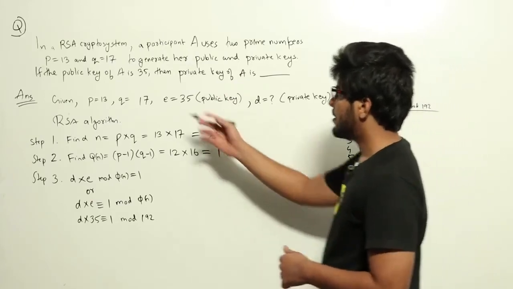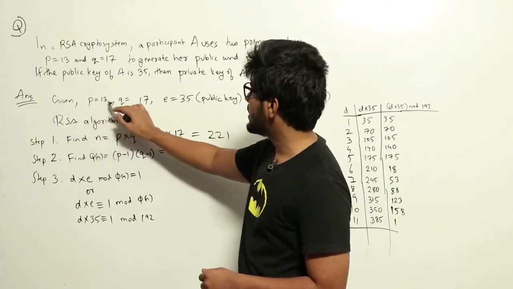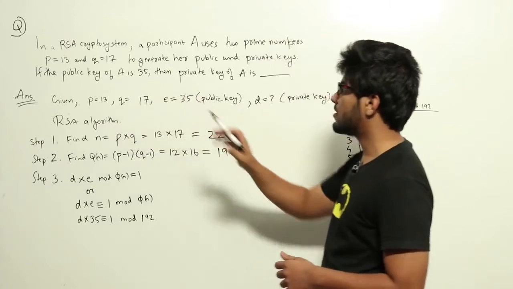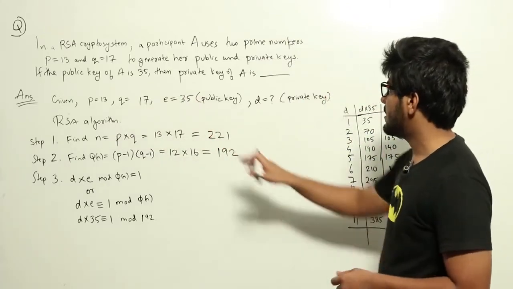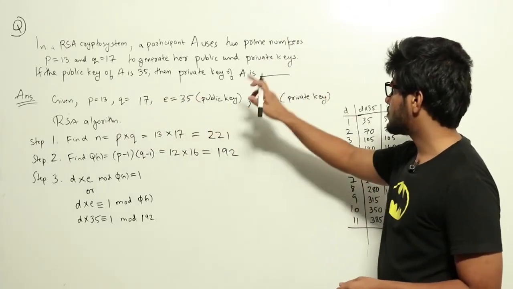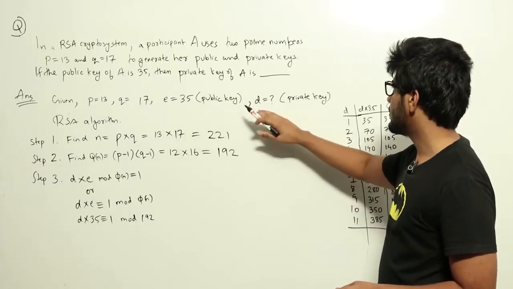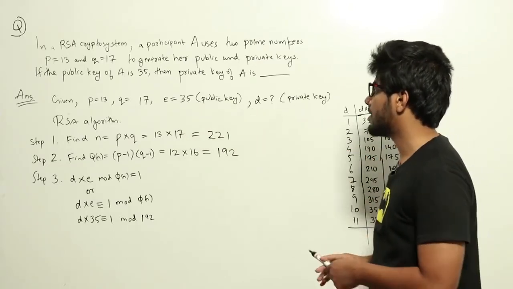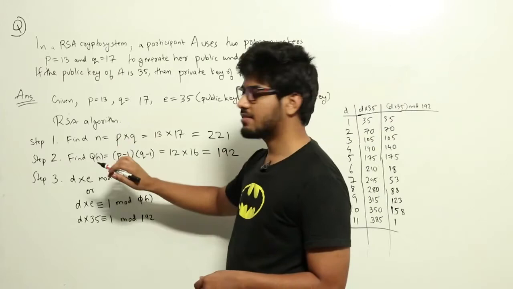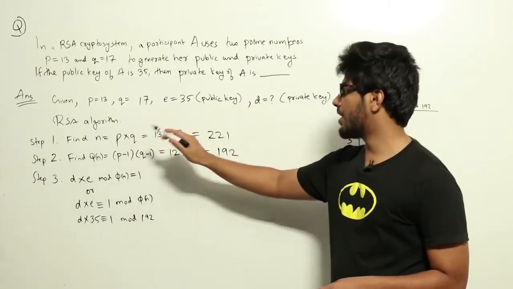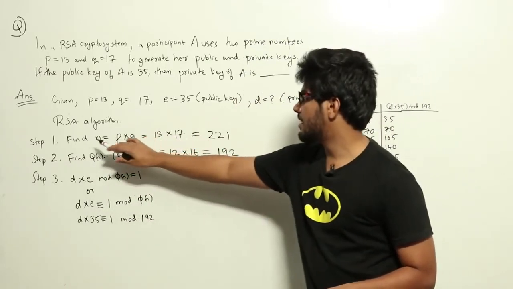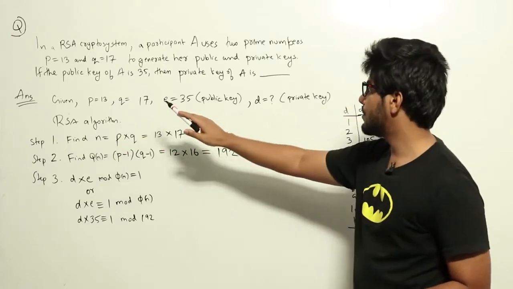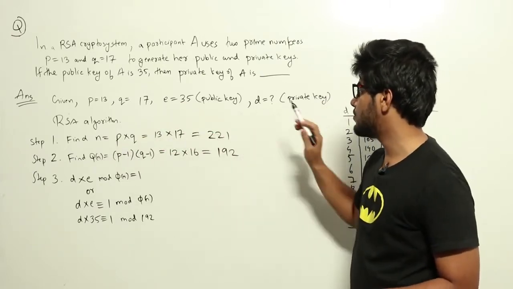So let's see how that works. It's given that P equals 13 and Q equal to 17. These two are prime numbers. And E equal to 35, that's the public key used by A. And D, we need to find out, which would be the private key of A. So the RSA algorithm states that in step one, we need to find out N such that N equals P into Q. So P into Q is 13 into 17, that is 221.